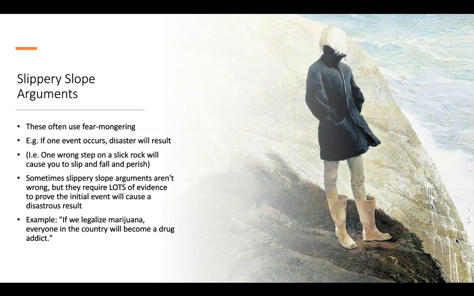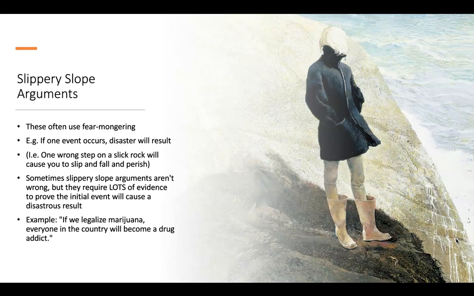So one logical fallacy is called the slippery slope argument. These are often used to create fear-mongering and to make your readers feel afraid. So for example, one way to create fear-mongering and use the slippery slope fallacy is to say that if one event occurs, disaster will result. For example, one wrong step on a slick rock will cause you to slip and fall and perish. So this isn't necessarily true, right? And it hurts the credibility of your writing if you incorporate an argument like this.